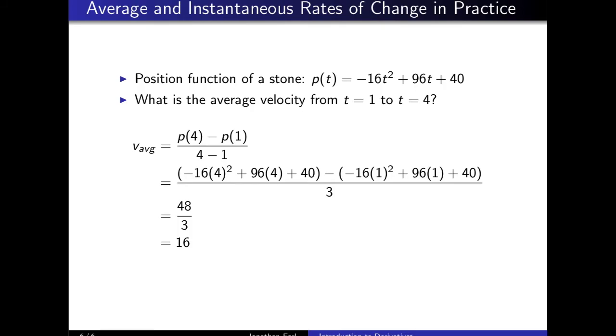Okay, so the first thing that we can do for average velocity. Remember, this is just simple rise over run. So we'll take p of 4, subtract off p of 1, and then divide by 4 minus 1.